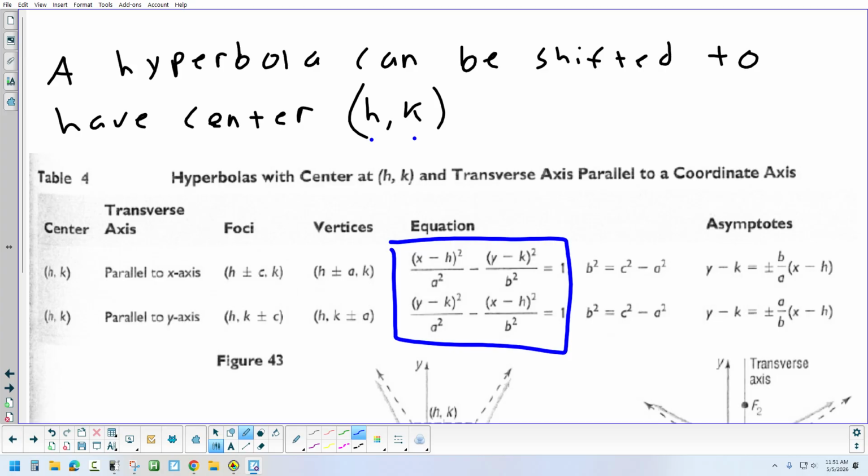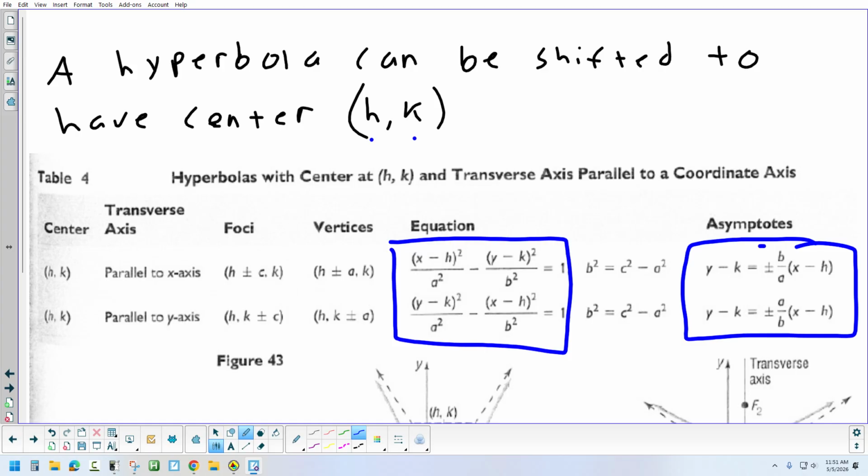The slope of your asymptotes, it's exactly the same. When it's horizontal, it's b over a. When it's vertical, it's a over b. But look at how they wrote the equation. That's point slope form. That's not y equals mx plus b anymore. The reason they're using point slope is because the asymptote has to go through the center. Whenever you draw a hyperbola, the asymptote goes through the center.